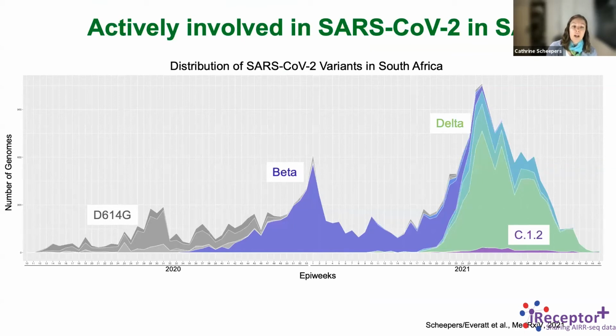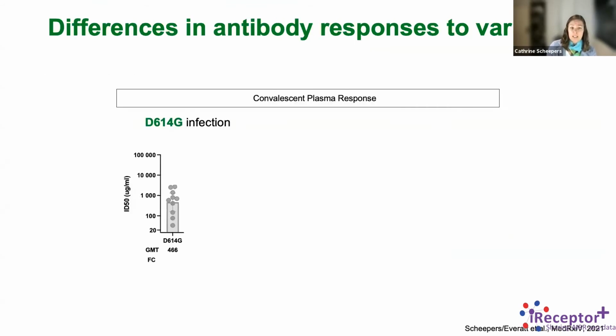This really just tracks the number of genomes that we've sequenced from South Africa's pandemic, looking at the different variants that have been circulating. But we've also been actively involved in understanding antibody responses to these variants. So here I'm just showing the plasma neutralization response from donors that were infected with the initial D614G infection and their ability to neutralize the virus that they were infected with. We then compare this to their ability to neutralize circulating variants. And so we see a drop in neutralization as a result of immune escape by these variants.